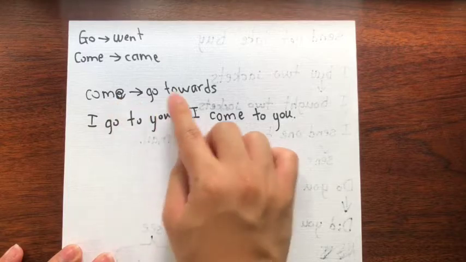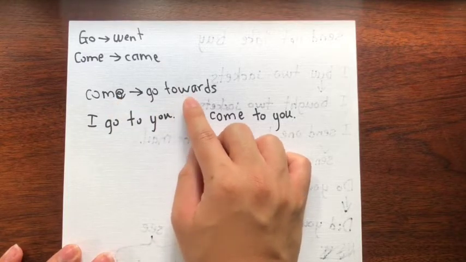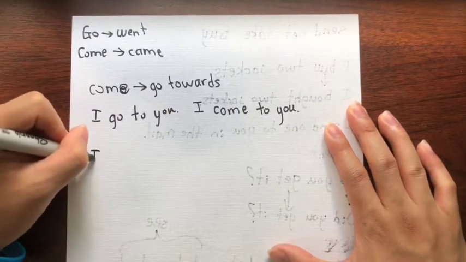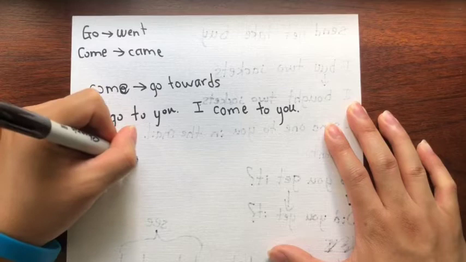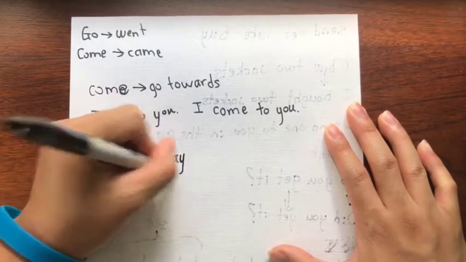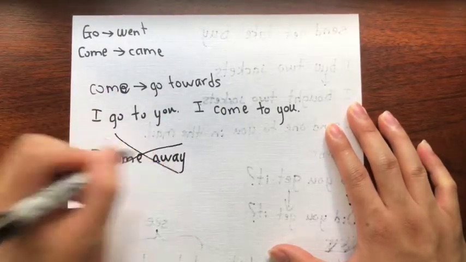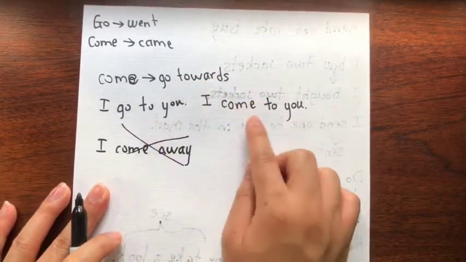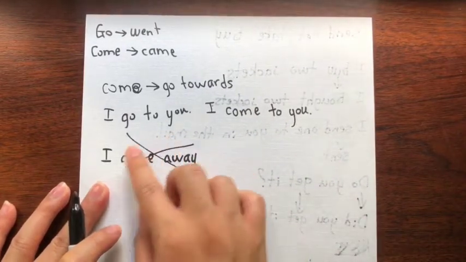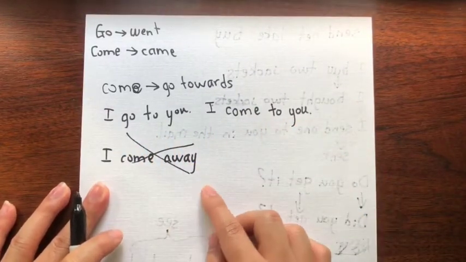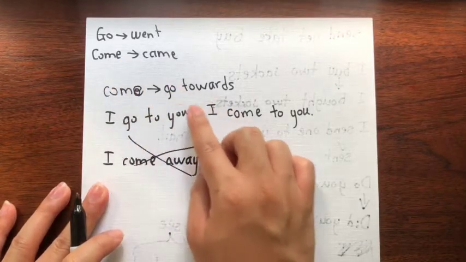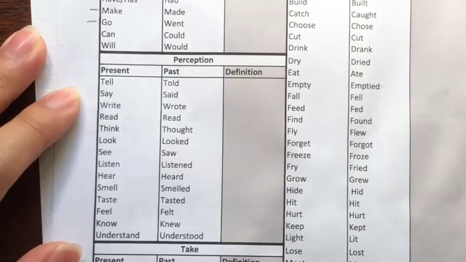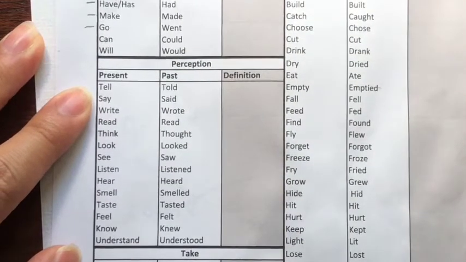We only use come for when we talk about go towards, go in a direction. I go to you, but we never say I come away. I come away? We don't say this. We only say it to. I go towards. I come to you. We can say I go to you or I go away, but if we use the word come, it means go towards, go to. So now let's practice pronouncing all of these words again.